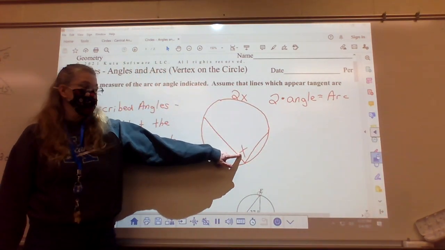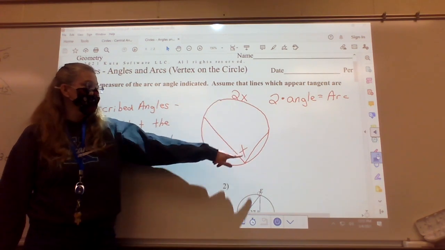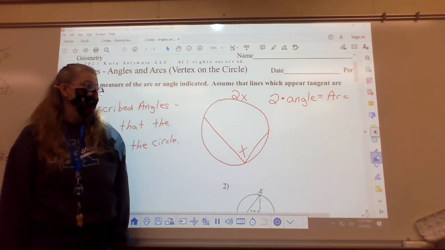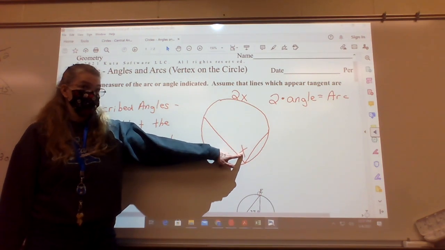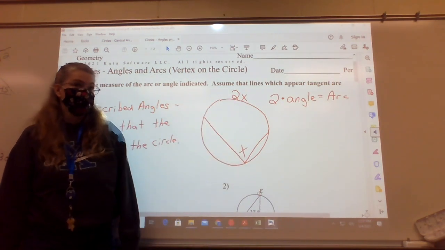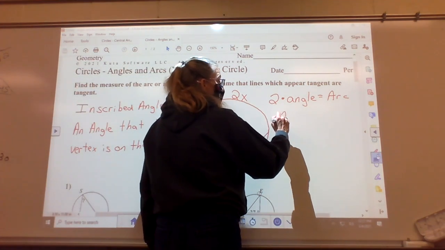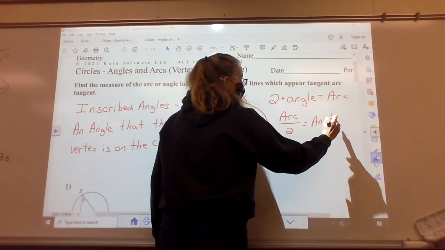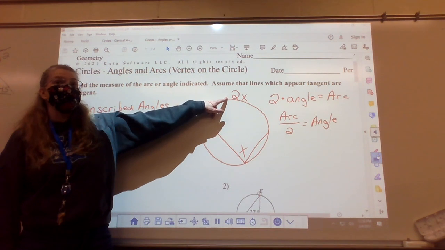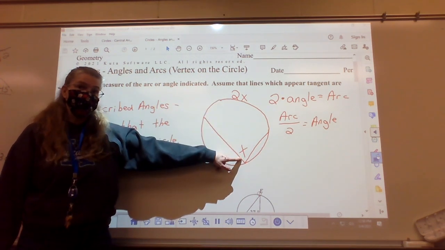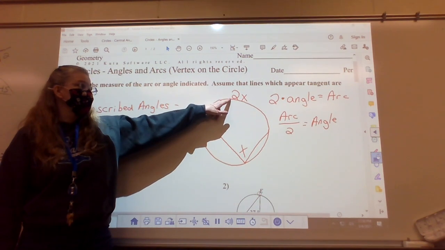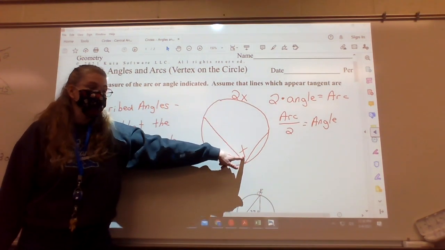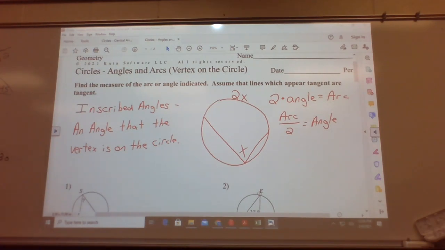So if this is 10, 2 times 10, this is 20. If this is 50, 2 times 50, this is 100. If this is 150, 2 times 150 is 300. I can also go the other way. Arc divided by 2 equals angle. So if I give you that this is 80, I can go back to the angle by dividing by 2 and I get 40. If this is 18, this would be 9. So that's the setup. Still not a hard setup on this one, because all I'm doing is either doubling to go out or cutting in half to get back in.